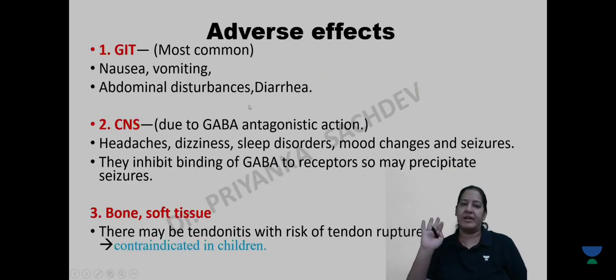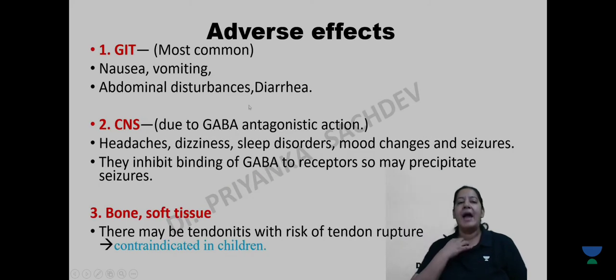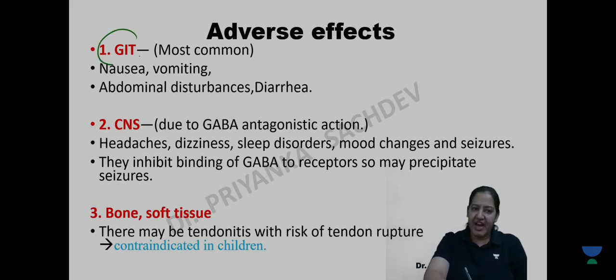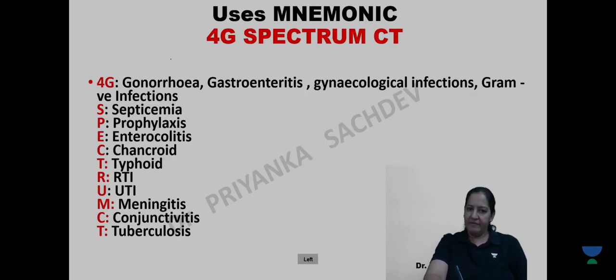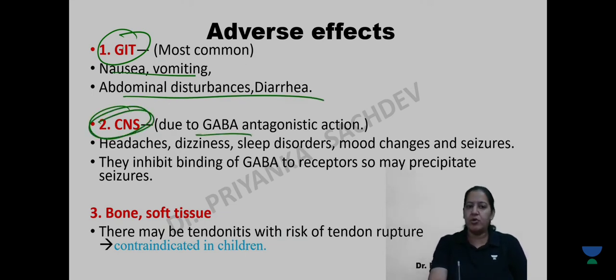So coming to the adverse effects. Mechanism of action is done. Now coming to the adverse effects. GIT is most commonly affected. I don't have a mnemonic, but we will try to make one, right? In GIT there can be nausea, vomiting, diarrhea, anything. CNS is also affected due to GABA antagonistic action. So in CNS the patient has headache, dizziness, sleep disorders, mood disturbances, changes.